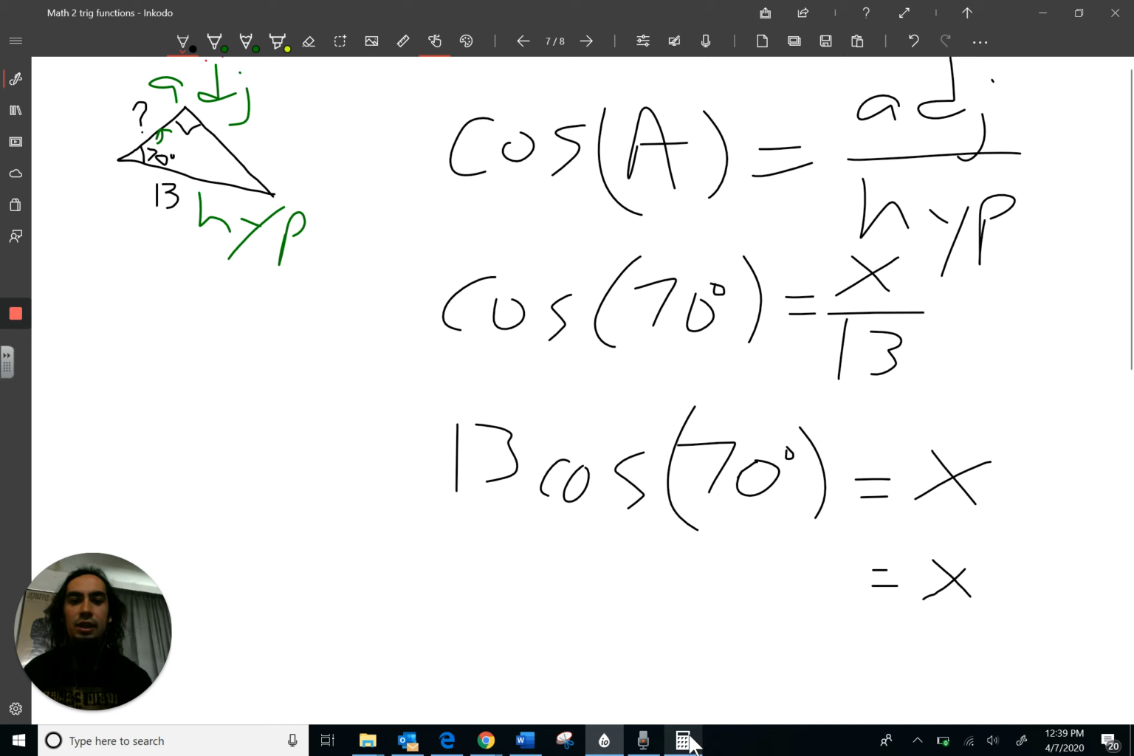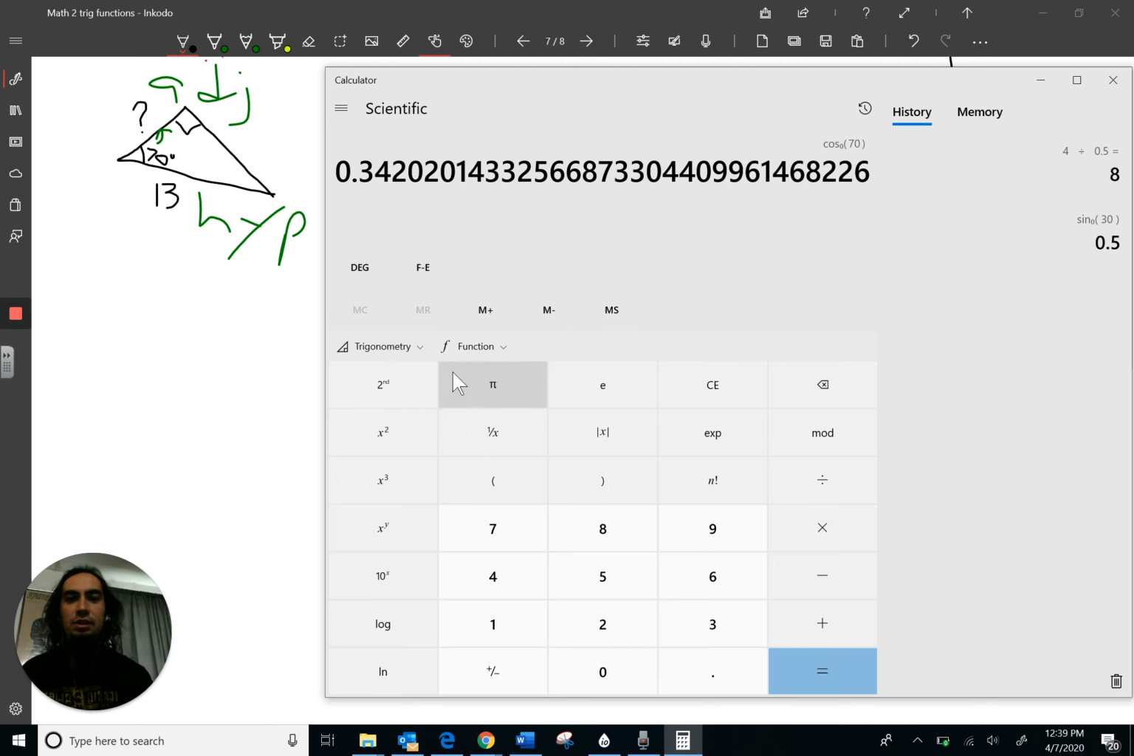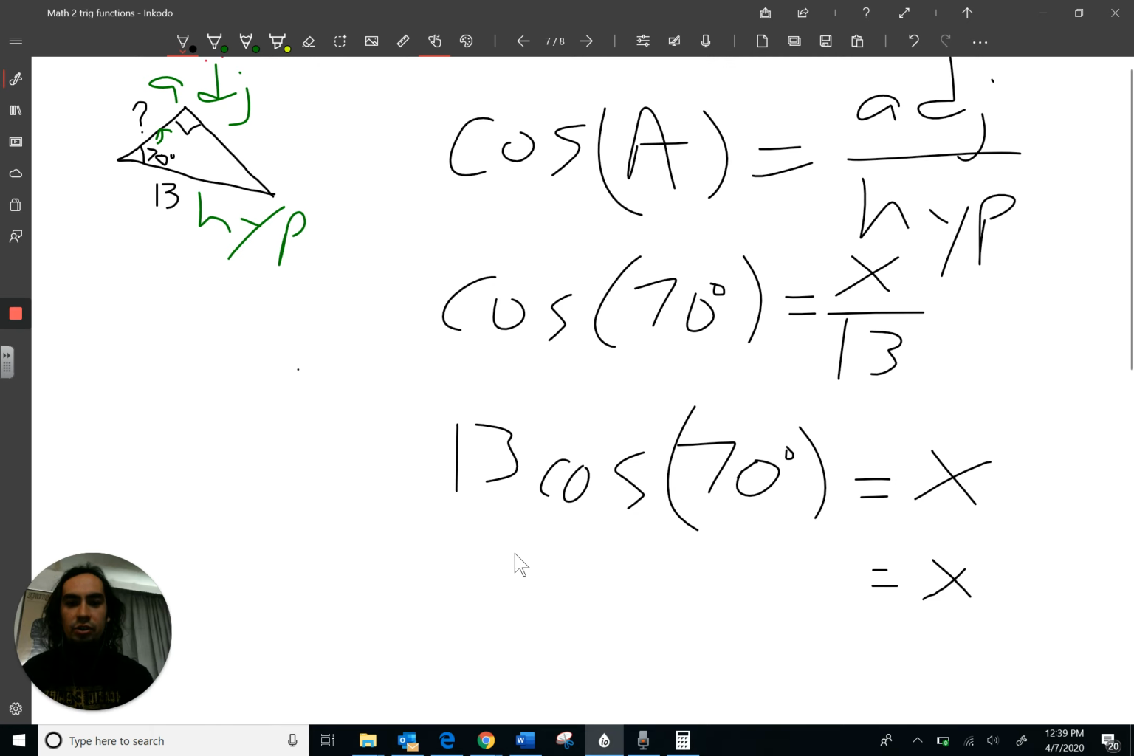What is that? Okay, so I'm going to pull out my calculator, and I'm going to do 13 cosine 70. And as before, with my calculator, I have to type in 70, and then I have to type in cosine. And wow, okay, the last one was easy, 0.5. This is a monstrous number, 0.342, etc. Do I need to write all that? No, absolutely not. Just take the first three digits, that's usually perfect. So 0.342.